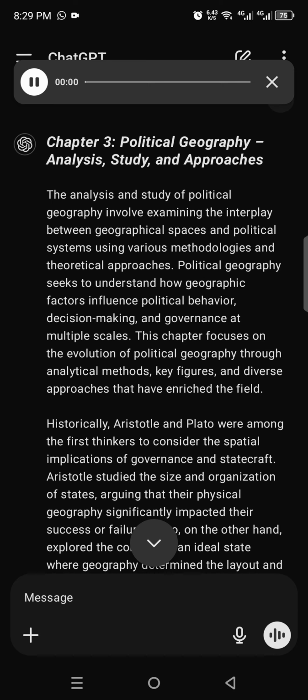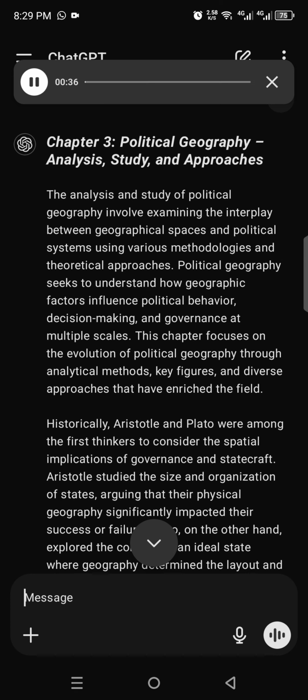Nafster, Chapter 3, Political Geography, Analysis, Study, and Approaches. The analysis and study of political geography involve examining the interplay between geographical spaces and political systems, using various methodologies and theoretical approaches. Political geography seeks to understand how geographic factors influence political behavior, decision-making, and governance at multiple scales. This chapter focuses on the evolution of political geography through analytical methods, key figures, and diverse approaches that have enriched the field.